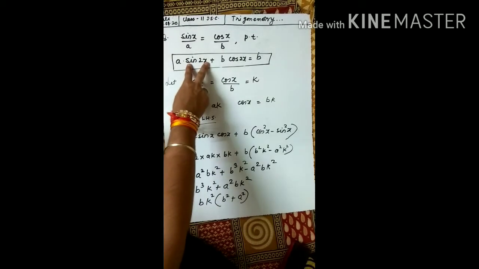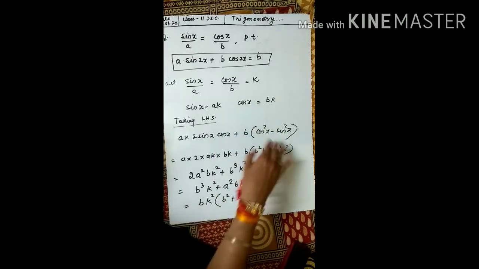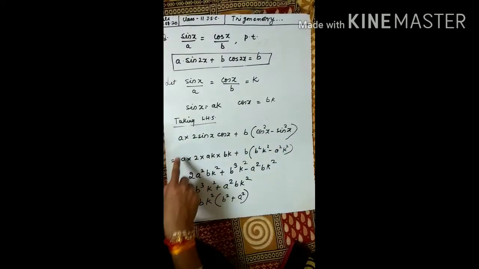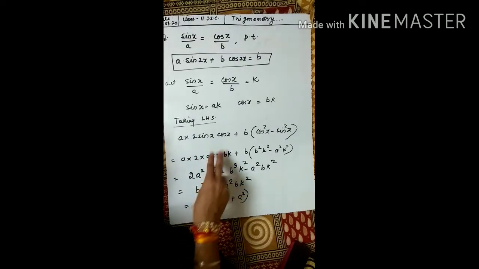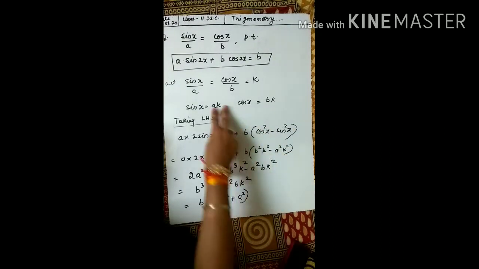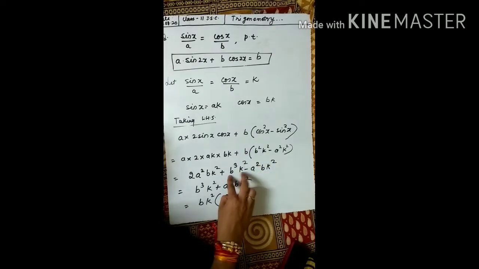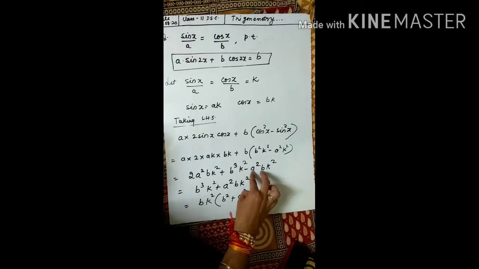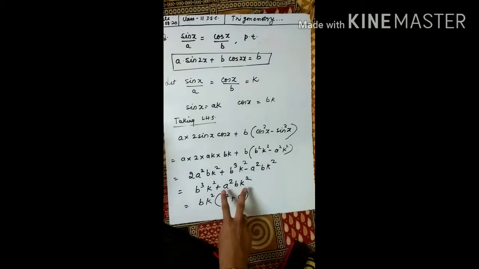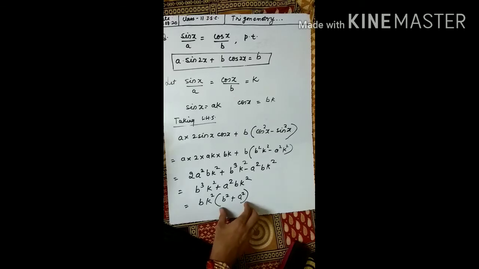Now let us take LHS. So a into sin 2x, which is 2 sin x cos x, plus b cos 2x, which is cos square x minus sin square x. You can use any of the identities, like 1 minus 2 sin square x or 2 cos square x minus 1, but I'm using this one. So a, then 2 sin x is aK, and cos x is bK. Plus b, as it is, and this cos square x we can replace with b square k square, and sin square x with a square k square. So this is 2 times a square b k square plus, multiplying b inside, b cube k square, minus a square b into k square. Now 2 times a square b k square minus a square b k square gives you 1 time a square b k square, and this b cube k square here. From these two you can take b k square common, so you'll get b square plus a square.